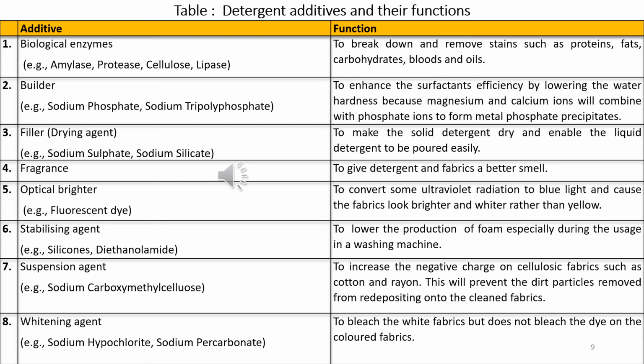Number 3, fillers. Fillers can act as a drying agent. Examples of fillers are sodium sulfate and sodium silicate. What is the function of fillers? Their function is to make the solid detergent dry and enable the liquid detergent to be poured easily. So, detergent fillers are materials which are added to detergent to alter its physical characteristics and properties.